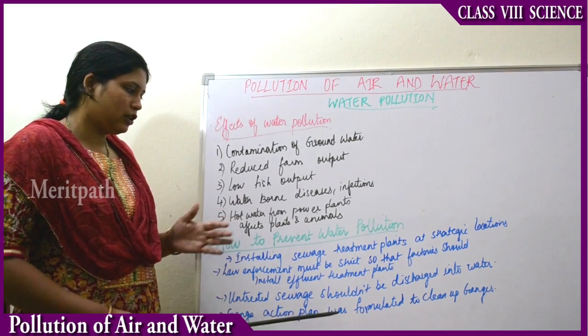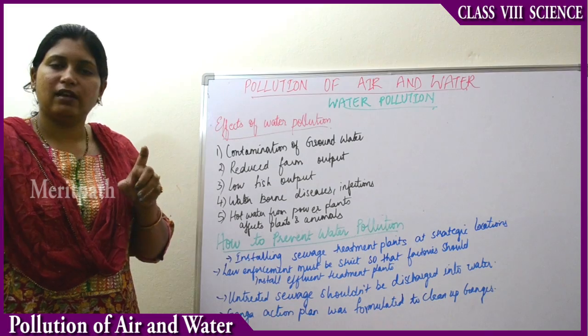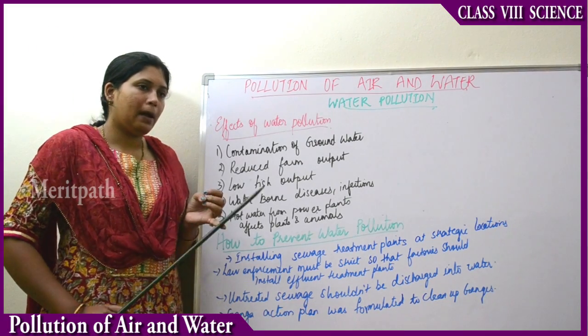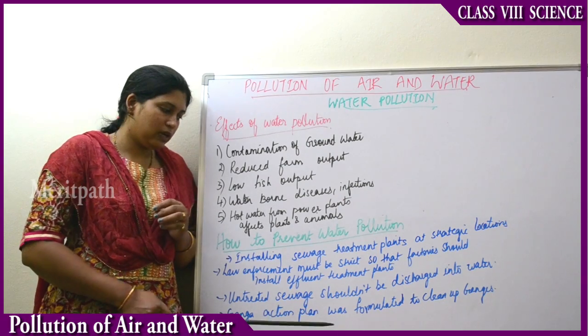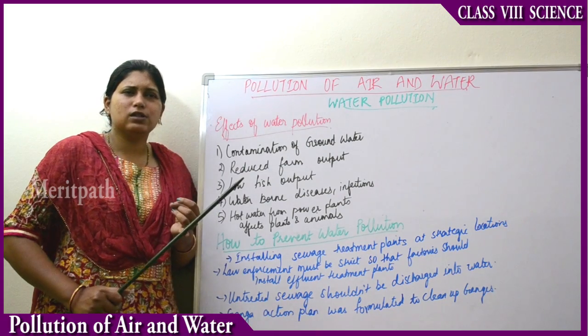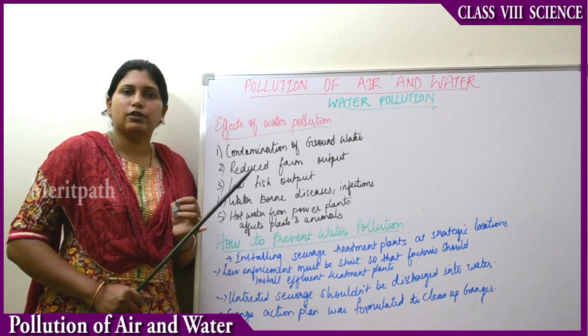Next, the Ganga Action Plan was formulated to clean up the Ganges. Ganga is a very big river, right? So what happened? The government put billions of rupees into cleaning up the Ganges because the people were leaving all their waste garbage in the Ganges river.